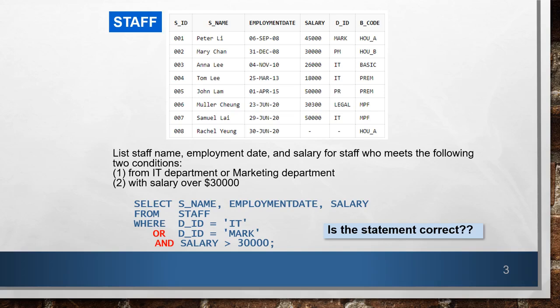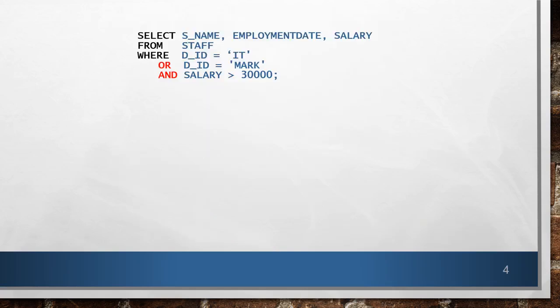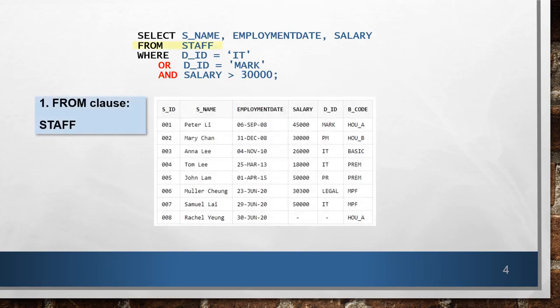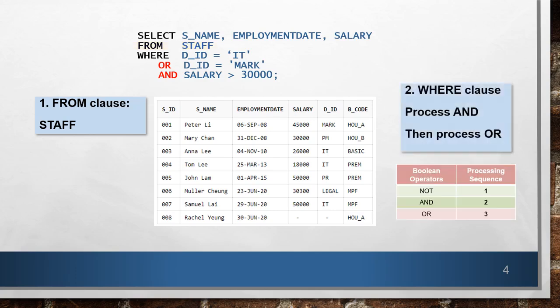Now let's trace the processing of the select statement. First, the DBMS will process the from clause and check if the staff table exists in the database. Second, the DBMS will process the where clause. There are two Boolean operators in the where clause, the AND operator and the OR operator. The DBMS will process the AND operator before the OR operator.